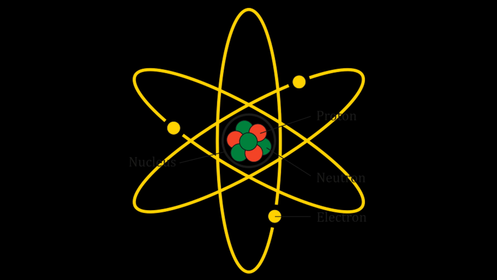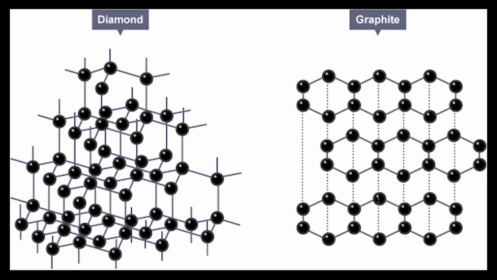The atoms of each element are different. They do have something in common, though. They are all made of protons, neutrons, and electrons. The number of protons determines what element an atom will be. For example, a carbon atom always has 6 protons. No other element has atoms with 6 protons.